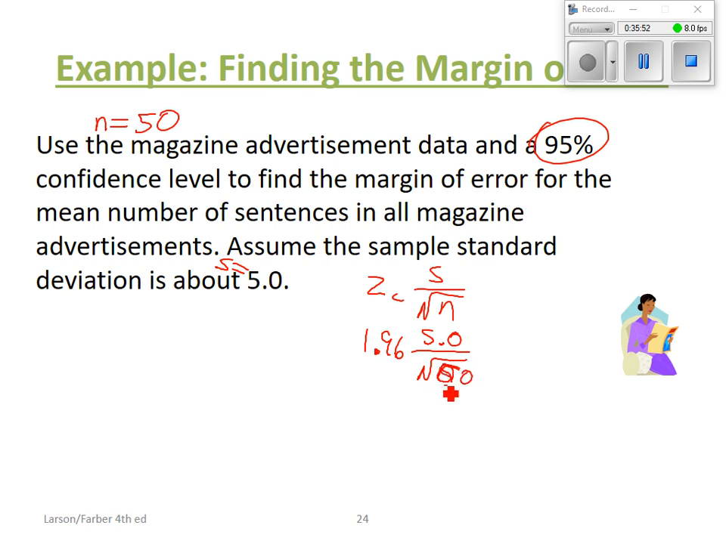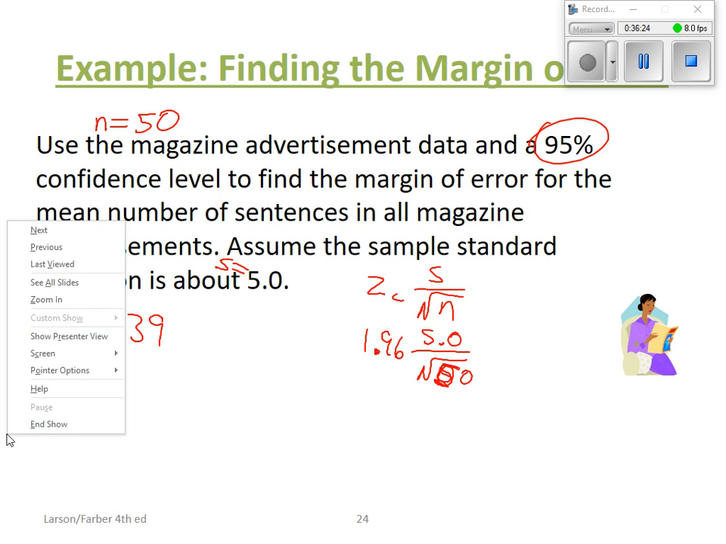You could leave the top number just 5. Now, when I'm doing this on my calculator, I usually do this part first. I put in 5 divided by the square root of 50, hit equals. Then just hit times 1.96. And that's going to give you your E. 1.3859. So 1.39. I'd go out a couple of places, that's probably enough. That's our margin of error.